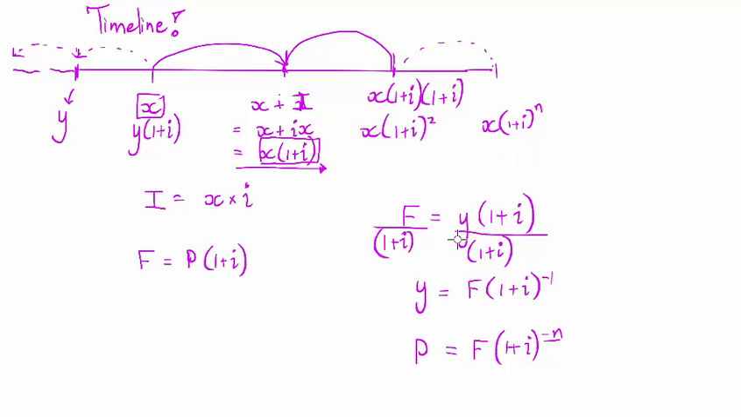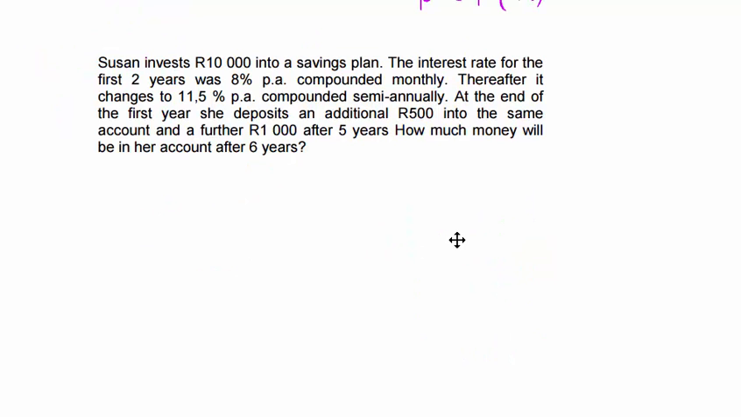Let's look at a few examples. Here's an example that comes from last year's June exam. It tells us Susan invests 10. Oh, sorry.